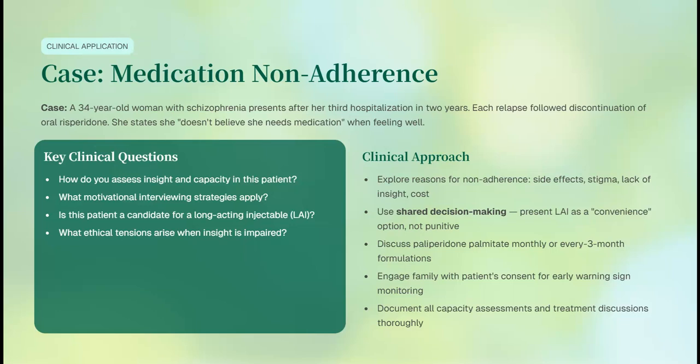Hey, you only have to get this shot once a month. You don't have to swallow the pill every day. This would be very beneficial. It would probably work great with your lifestyle. Use shared decisions, so present options, discuss pros and cons, involve her in the choice. She will probably choose that LAI because it's sounding really good.